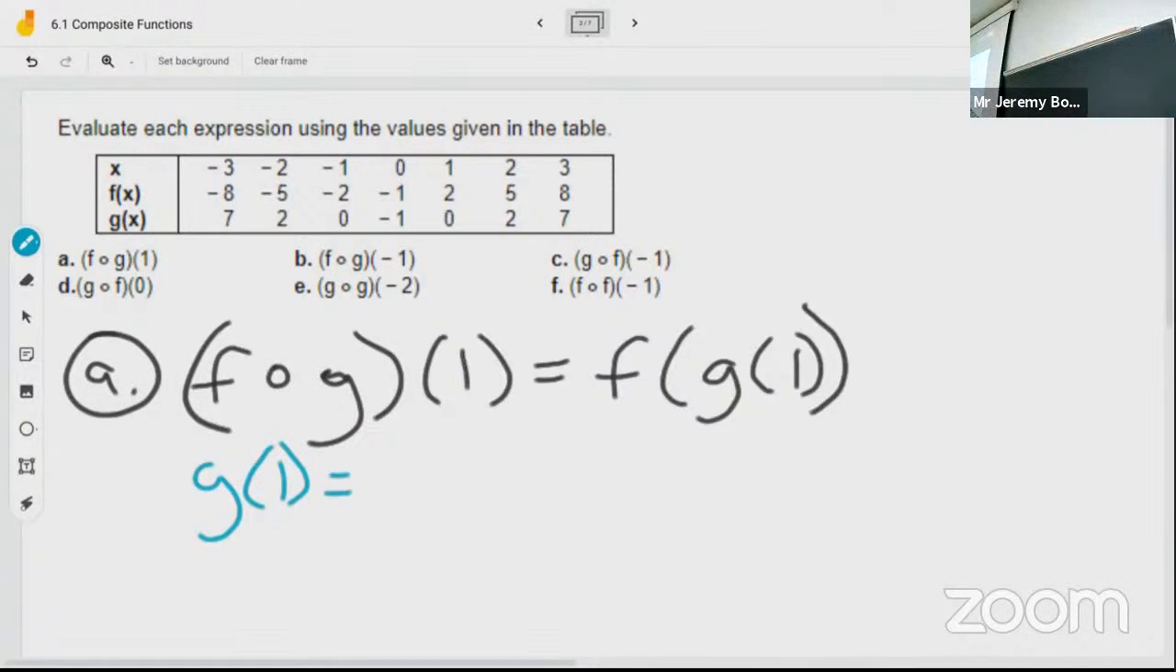How do we figure out what G of 1 is? Anybody know? So we go to the chart, X is 1, we're putting that in the G. That's going to be that value right there, right? So G of 1 is 0. Any questions on that?